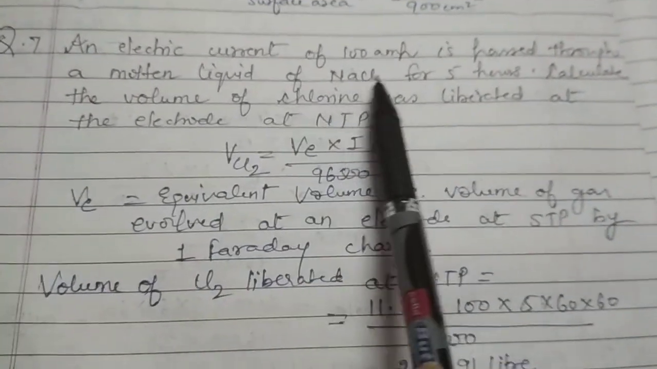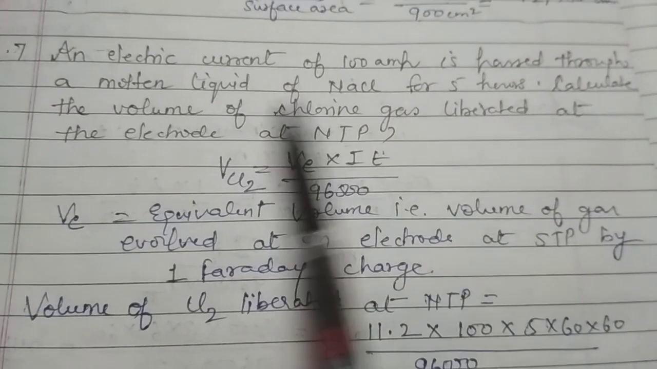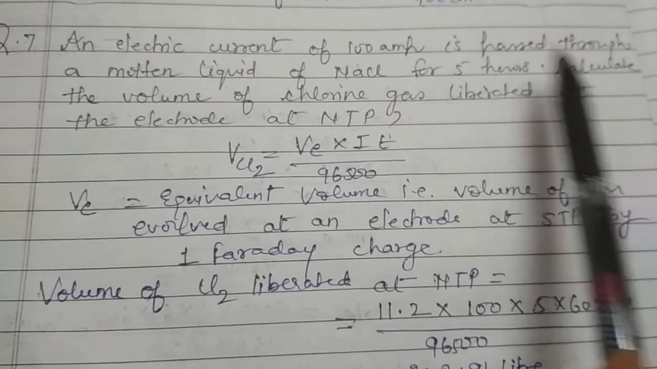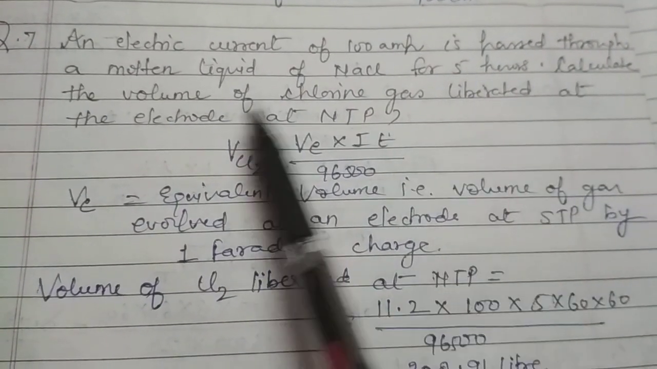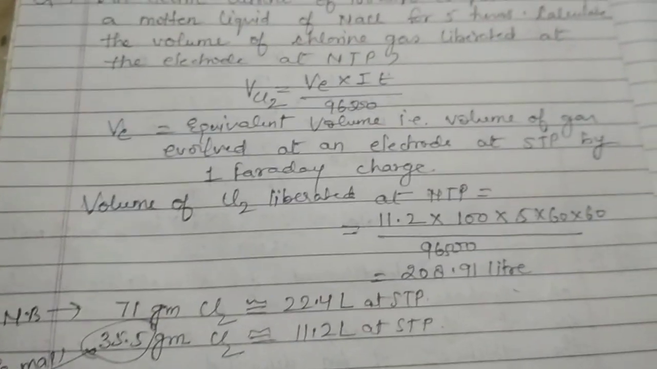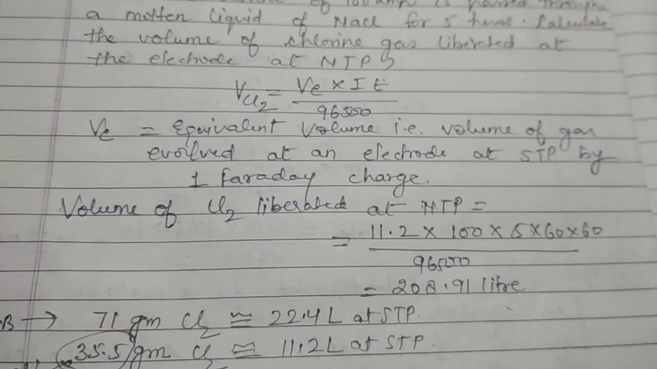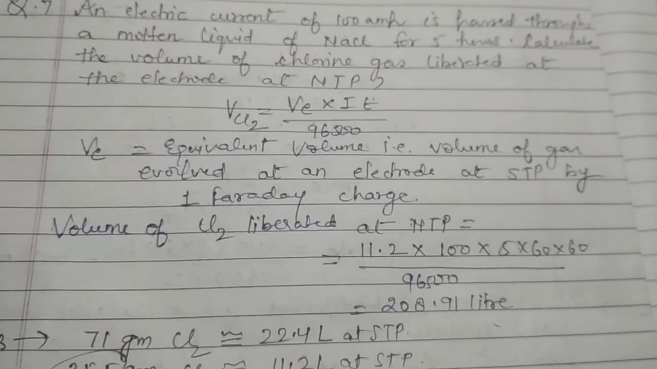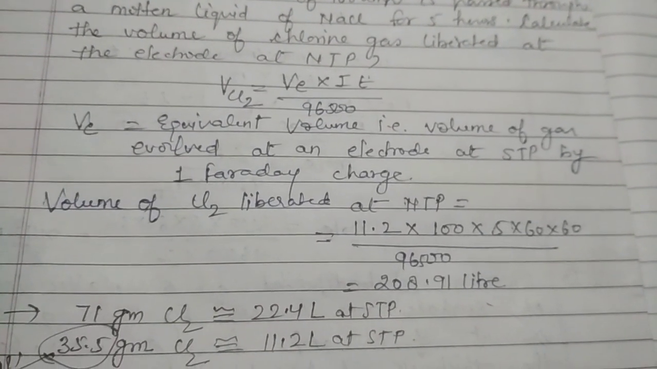An electric current of 100 ampere is passed through a molten liquid of sodium chloride for 5 hours. Calculate the volume of chlorine gas liberated at the electrodes at NTP. As yesterday also I have told you that you have been asked for the mass deposited, but in case of gases you can also be asked for the volume deposited.